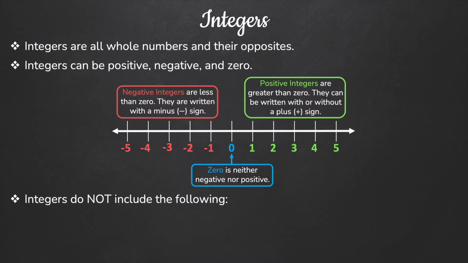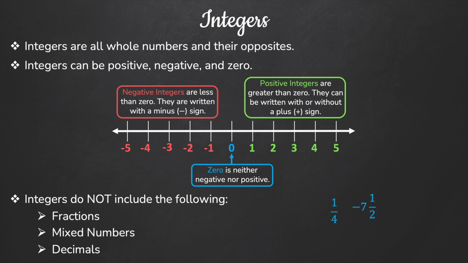So integers do not include the following. They don't include fractions, mixed numbers, or decimals. So that means numbers like 1/4, -7.5, -37 and 6 7/10. These are not integers.